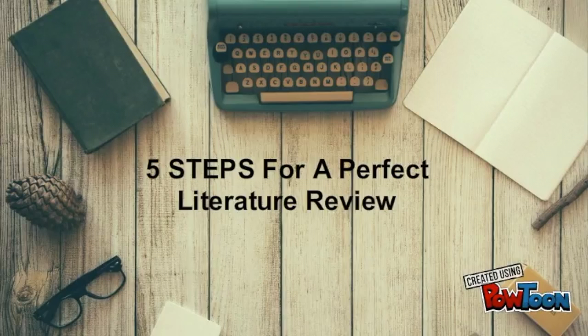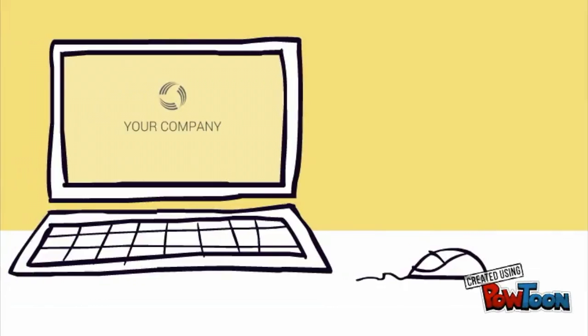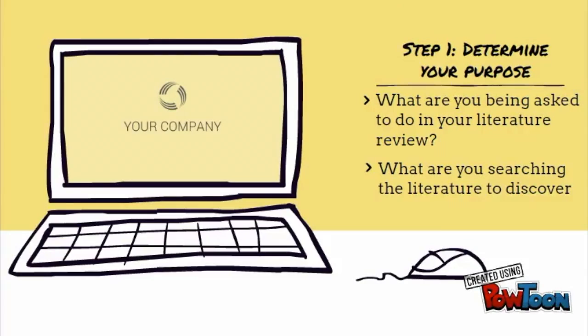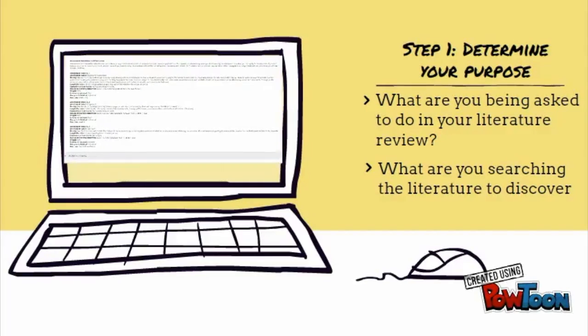So how do you write a literature review? There are generally 5 steps for a perfect literature review section. Step 1. You need to work out what you need to address in the literature review. What are you being asked to do in your literature review, and what are you searching the literature to discover? Check your assignment question and your criteria sheet to know what to focus on.